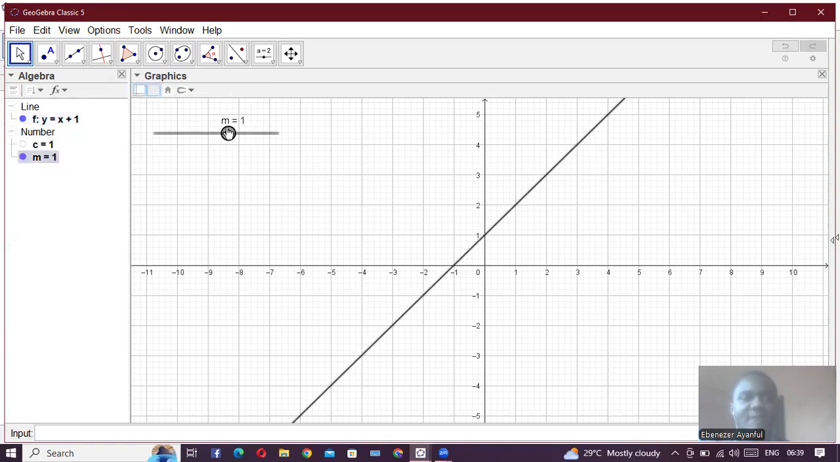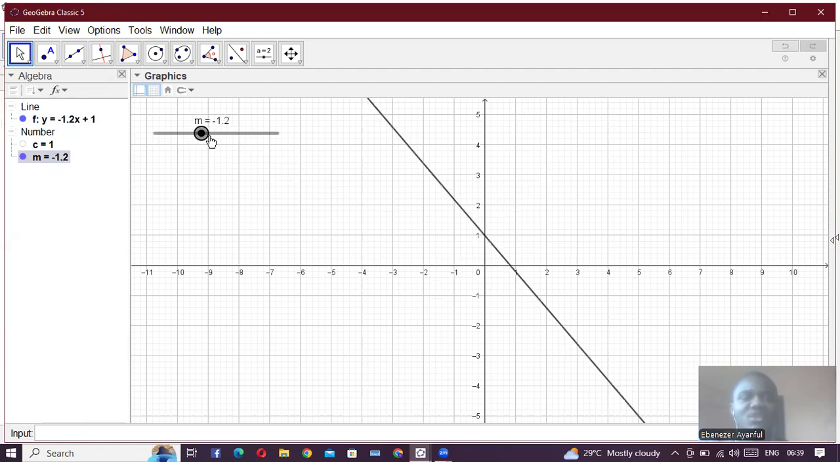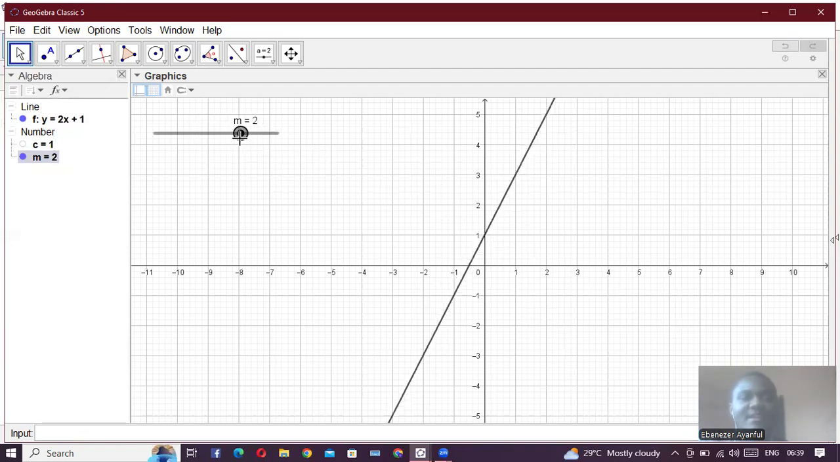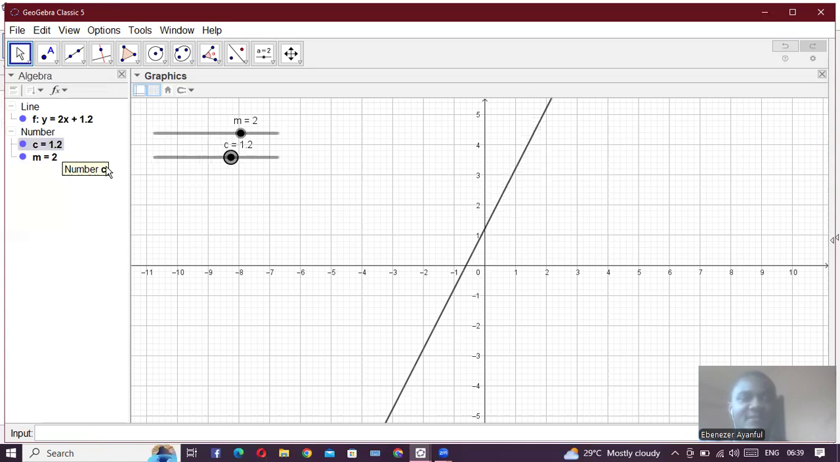The purpose of this is to give us a slider. When you select m, you see that we get a slider for m, and this helps us to change the values of m without having to manually insert the values again and again. The same thing applies to c. We have a slider for c, which helps us change the values of c without having to manually input them again and again. All right, so that's for sliders.